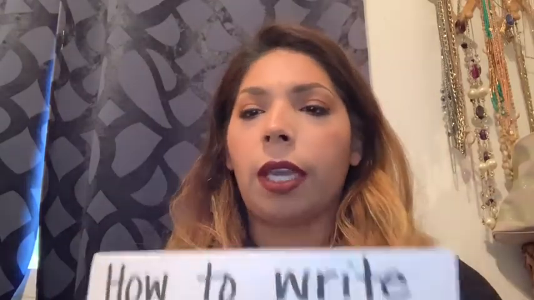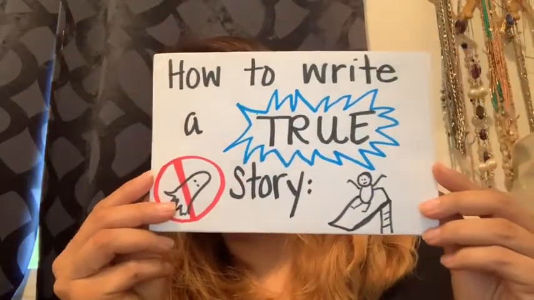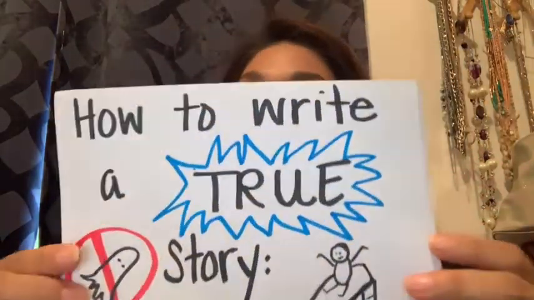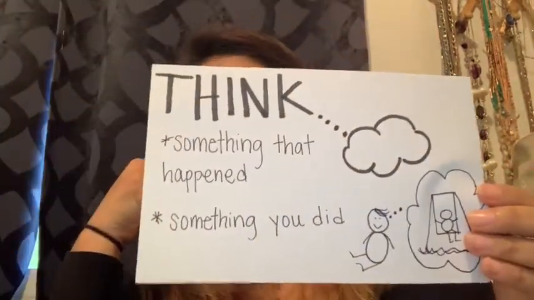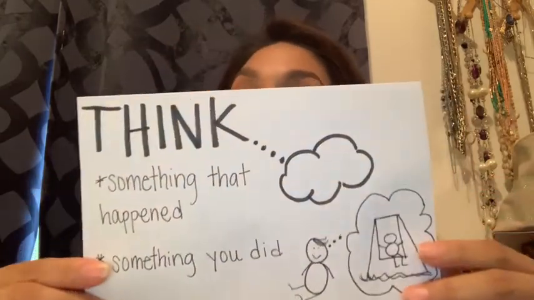So let's see. How do we write a true story or a personal narrative? The first step is that we need to think about something that happened or something that you did. I have thought about something that I did, and it was over Christmas break. We went whale watching, and we got to go on a ship, and it was super cool.